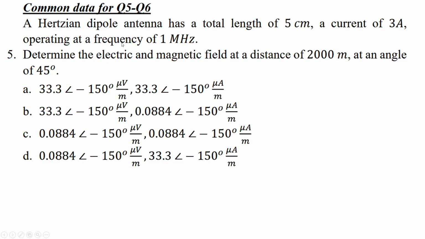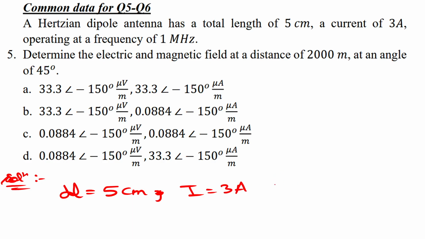So here question 5 and 6 has a common data, so means they are referring to the same Hertzian dipole. So question is a Hertzian dipole antenna has a total length of, so in the problem we will note down what is given. So dl is given as 5 centimeter. I'm just noting down the quantities which are given, and current is given as 3 amperes, and it's operating at a frequency f given as 1 megahertz.